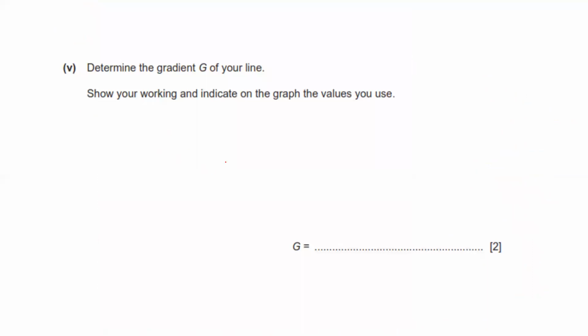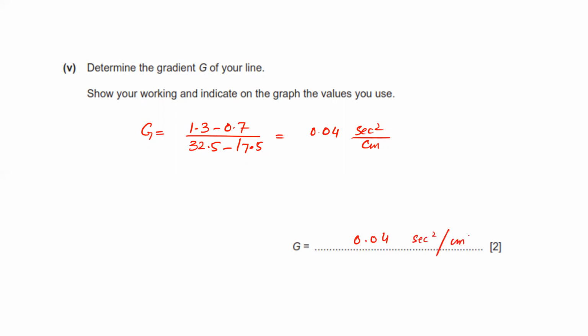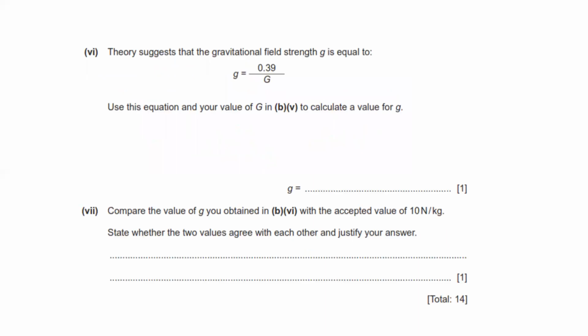On the next graph, if I'm going to show my working, you can show your working over here and over there as well. So 1.3 minus 0.7 divided by 32.5 minus 17.5, and this comes out to be 0.04 seconds squared divided by centimeter. So my gradient becomes 0.04 seconds squared divided by centimeter, and that is my answer for this case. Okay, the next part, it says theory suggests that gravitational field strength G is equal to 0.39 divided by g. Use this equation and your value in part B5 to calculate the value of G.